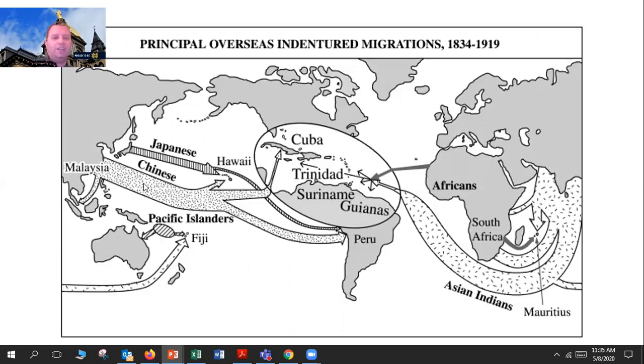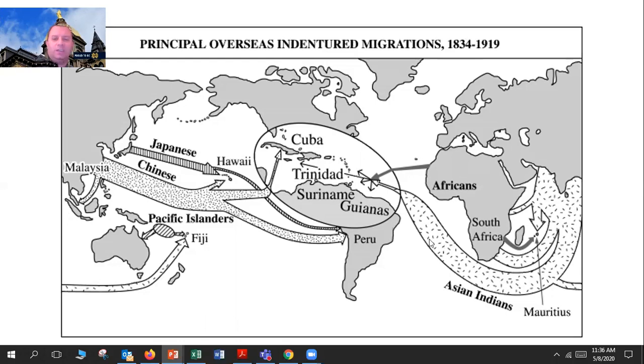So if you look at the Chinese heading over here into the Caribbean, we know that prior to the abolition of slavery, all of the work on the sugarcane plantations and in the rum distilleries, etc. All of that work was done by slaves. And as we're seeing a decline in the migration of the Africans, look how small that arrow is coming out of Africa. That's because by 1863, slavery is outlawed.